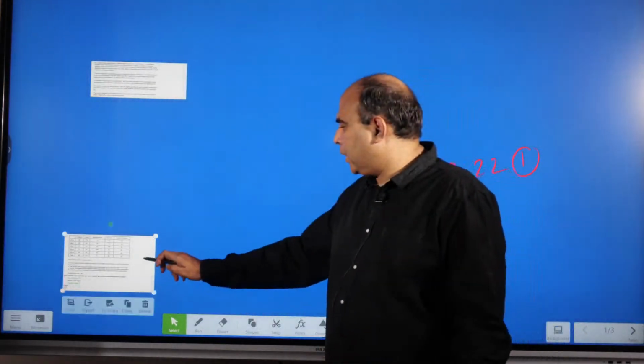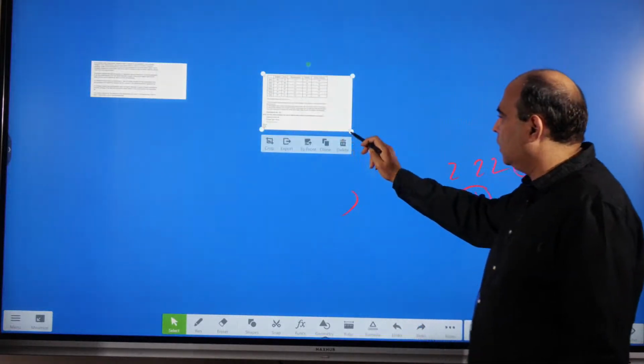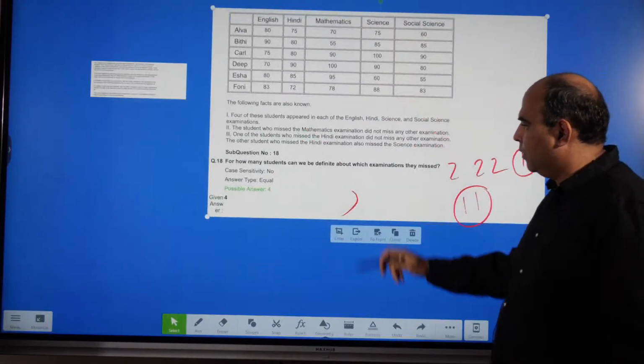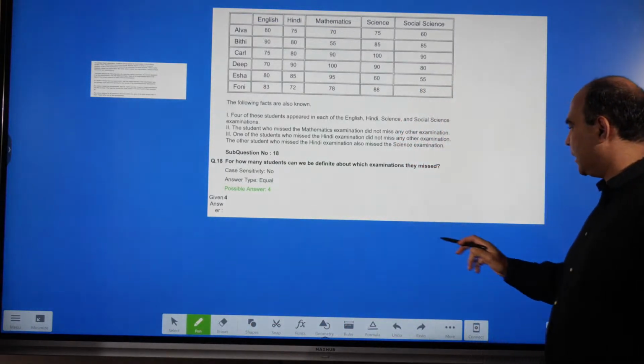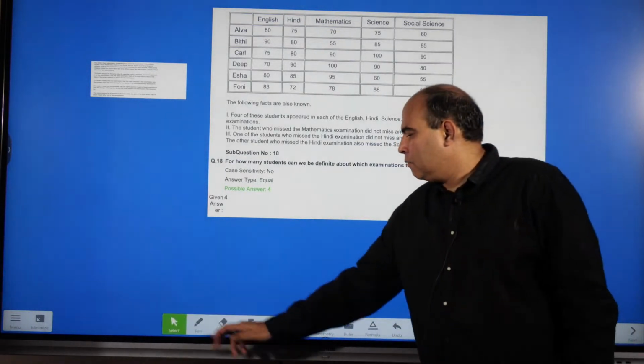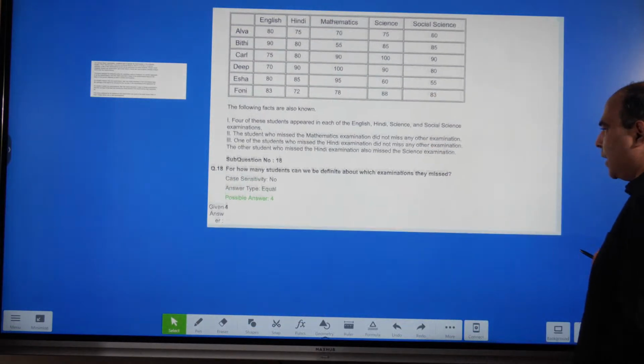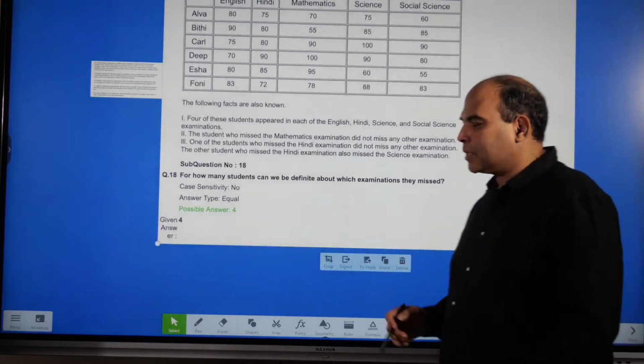And the last question, but not the least, 18 marks for you. For how many students can we be definite about the exams which they missed?